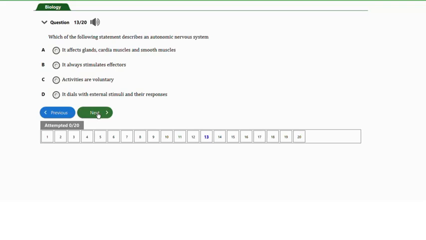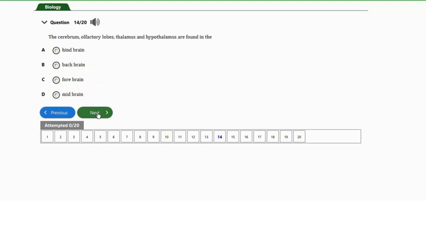The autonomic nervous system actually affects glands, cardiac muscle, and smooth muscles. It controls internal organs which are non-voluntary. So these non-voluntary organs are those of the glands, the cardiac muscles, and smooth muscles. So it's majorly for involuntary muscles. So guys, the answer to this question is option A.